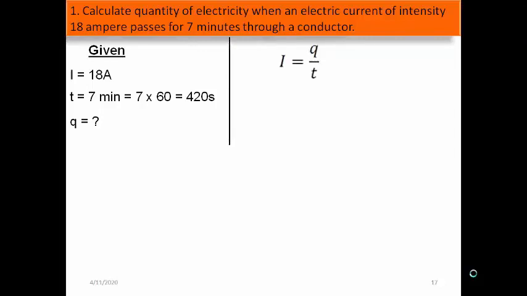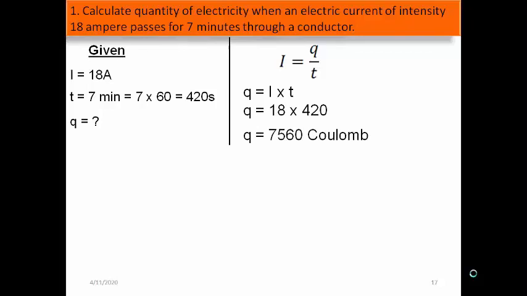The equation for the intensity is equal to quantity of charge over time. From this equation we are going to isolate the quantity of charge, and then we'll have quantity of charge equals intensity times time. After substituting the values, we are going to find out that the quantity of charge is equal to 7560 coulomb.